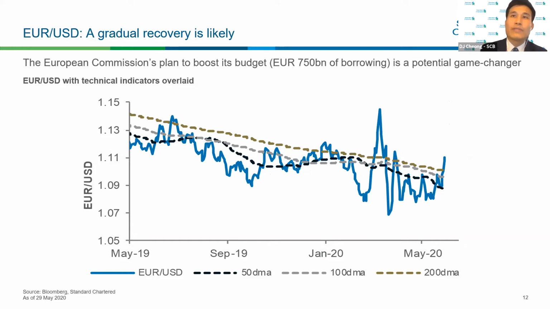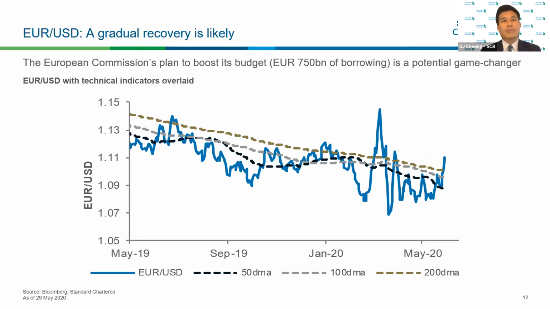We are bullish on euro dollar, and we believe the pair can hit around 1.13, 1.15 over the next 6 to 12 months. Here are some of the reasons why we like the euro. Number one, the recent announcement by the European Commission to boost its budget with around euro 750 billion of borrowing is potentially a game changer. What this means is that the euro area will be using debt that will be repaid by EU-wide taxes, grants, and loans, which will be given to countries that have been worst hit by the COVID-19 pandemic. These countries will likely be Italy and Spain, which will be one of the biggest beneficiaries of this announcement.